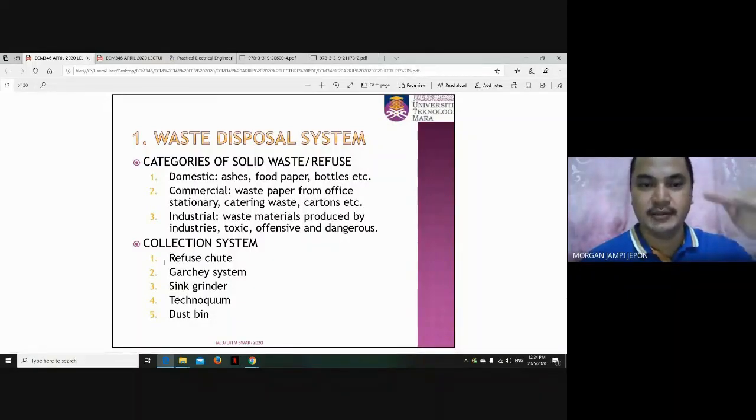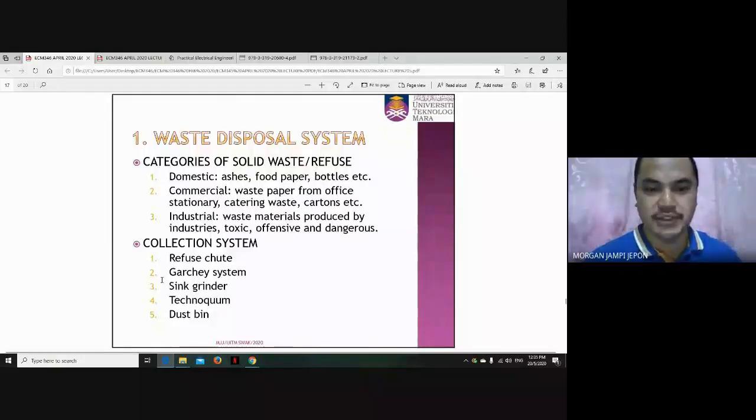All right, then there are many collection systems that they may use. First is called refuse chute. Second, Garchi, we already touched on Garchi, okay, before this. Remember Matthew Hall Garchi system, it's using a special kind of sinks. Then a sink grinder may be incorporated into Garchi system. Then number 4 is called Technocum. Technocum is actually similar to refuse chute. We will touch on that later. And number 5, of course, a dustbin lah.